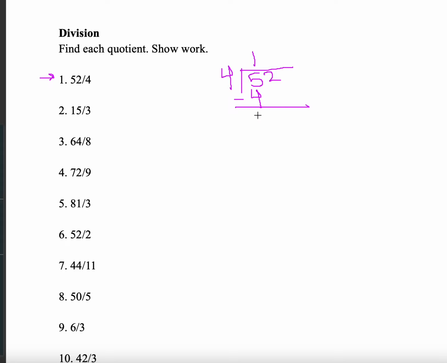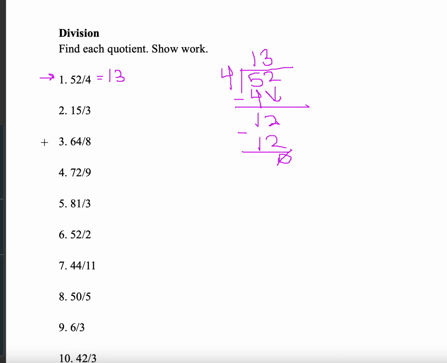5 minus 4 is 1, and we bring down the 2. And how many times does 4 go into 12? Well, it goes into 12 exactly 3 times, because 4 times 3 is 12. So 52 divided by 4 is 13.